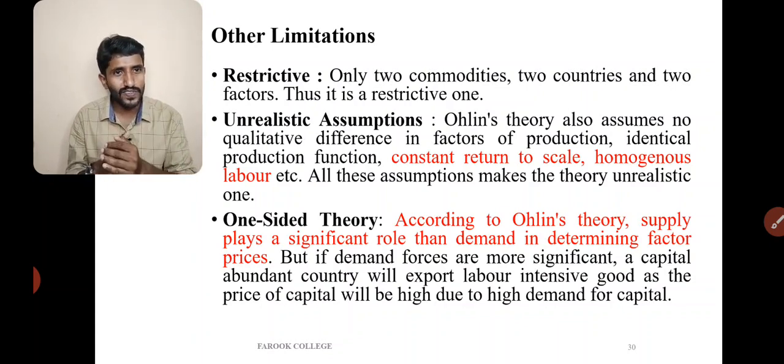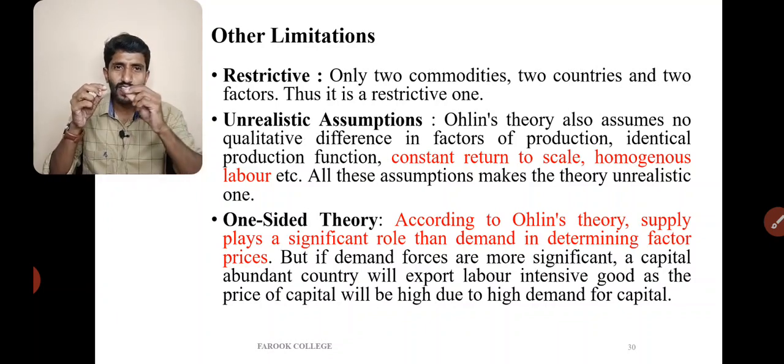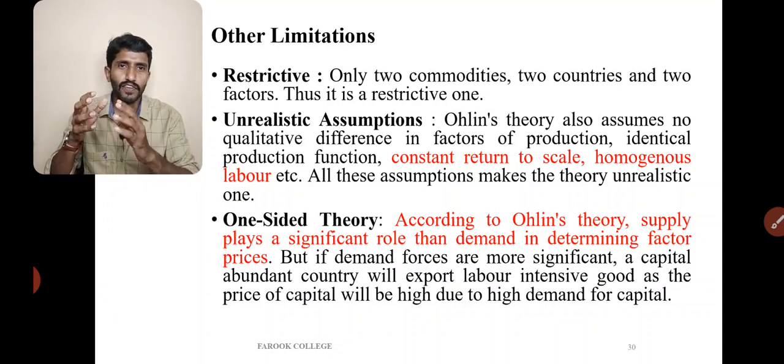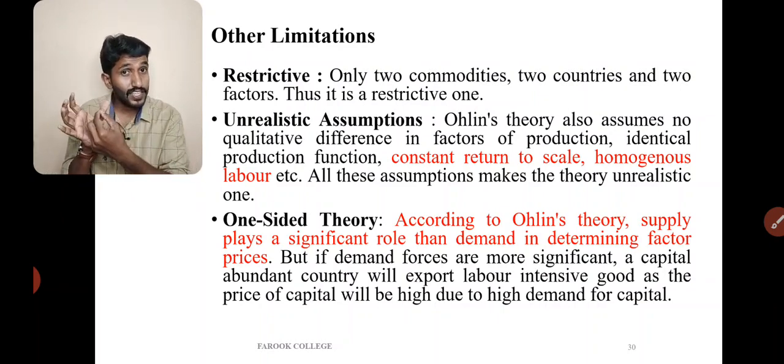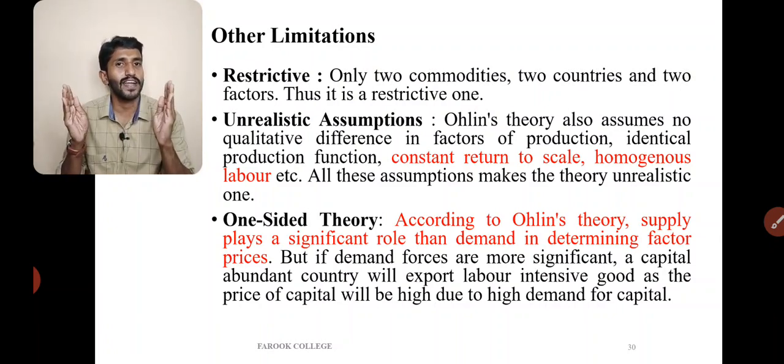If the demand forces are significant, a capital abundant country will export labor intensive goods, as the price of capital will be high due to the high demand for capital. So the price of the commodities might be different according to the demand changes, but here we have considered the cost. Cost is a part of supply, production. So it is a supply side, not the demand side. Demand side is completely ignored in this theory.